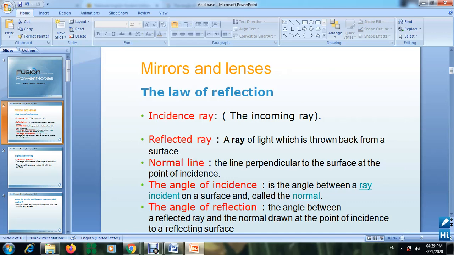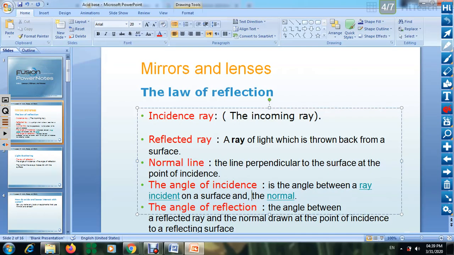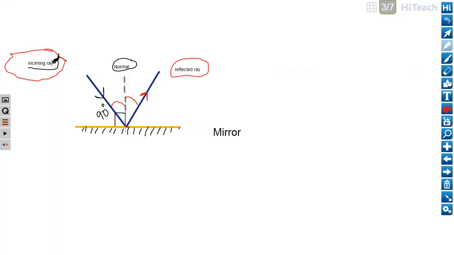The angle of incidence is the angle between the ray incident on a surface and the normal. Okay? The angle of reflection is the angle between a reflected ray and the normal drawn at the point of incidence to a reflecting surface. So these are the definitions for these rays that I put on this figure here, as you see.